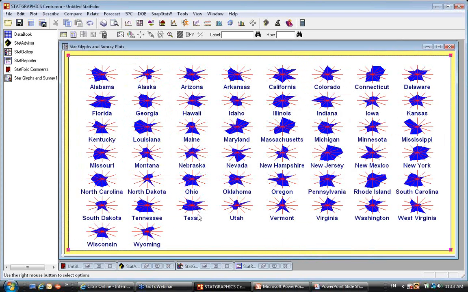Now, what you're looking at is the 12 variables, everything from education through the poverty rate, on a state-by-state basis. The interesting thing about this sort of plot is you can look at it and begin to identify states that are similar to each other. For example, if you look at the star glyph for New Jersey, where I used to live, you'll see that that glyph is very similar in shape to the glyph for New York.